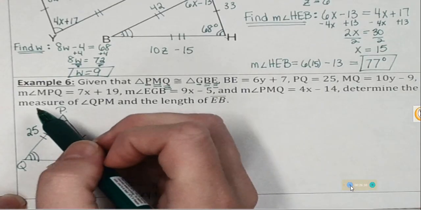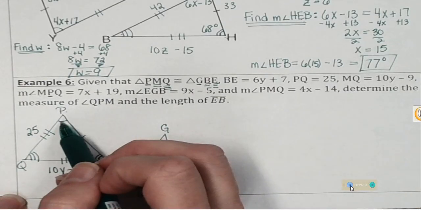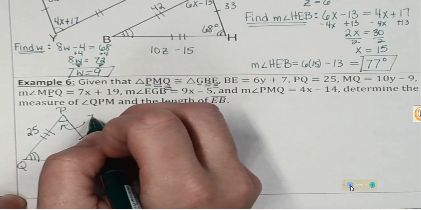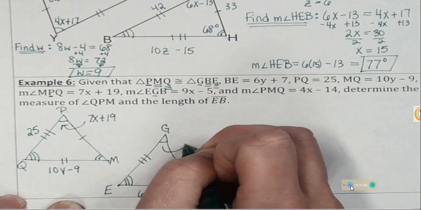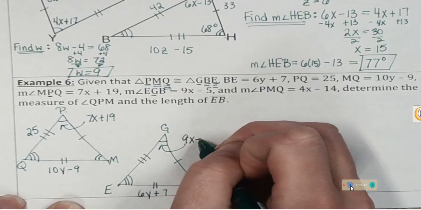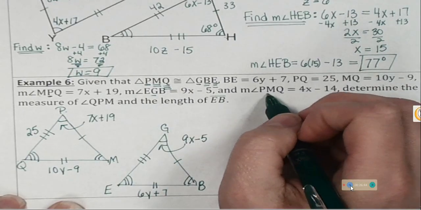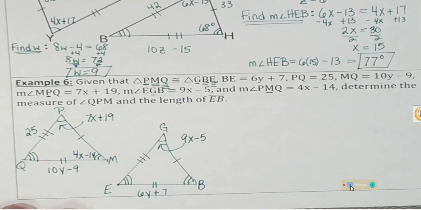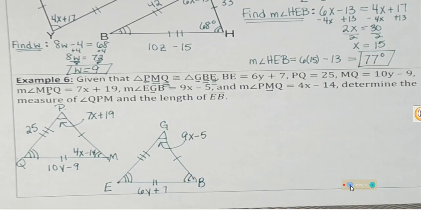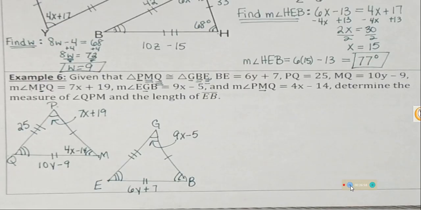From angle MPQ, so P right here, is 7x plus 19. Angle EGB is 9x minus 5. And angle PMQ is 4x minus 14. Determine the measure of angle QPM and the length of segment EB. I'm going to give you just a second to get caught up writing all of that in. All right, so let me get my red. Last time I didn't switch my pens.